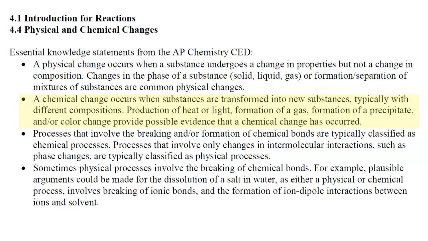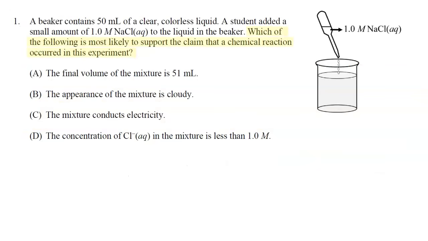Let's use this information to analyze choices A through D in this question. Choice A says the final volume of the mixture is 51 milliliters. And if we are combining a 1 molar solution of aqueous sodium chloride with 50 milliliters of a clear colorless liquid, then the total volume of the mixture should increase, but this is not necessarily an indication that a new substance has been produced. So we can eliminate choice A.